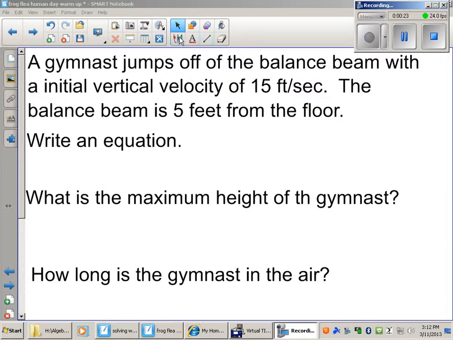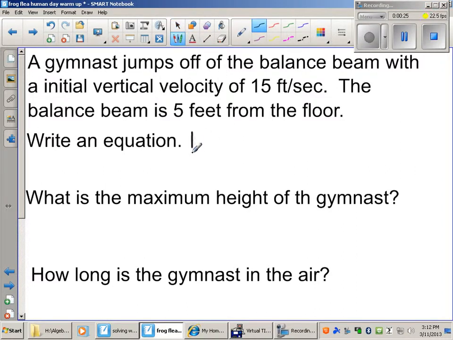So the equation will look like h of t is equal to negative 16t squared plus 15t plus 5. So that's going to be your equation. I plugged in the velocity into this b term and the initial height into the c term. So what is the maximum height of the gymnast?